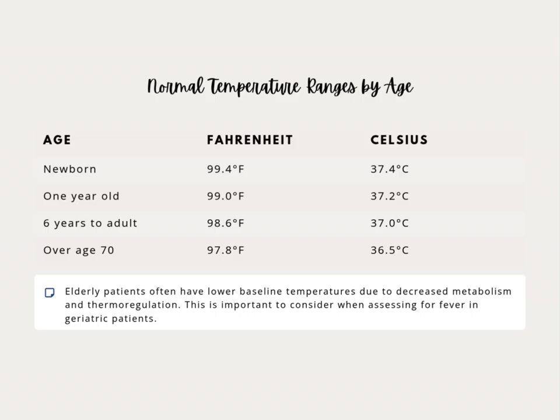Normal temperature ranges by age. So for an adult, the normal range is between 97 to 99, with the average body temperature being 98.6 degrees Fahrenheit. 98.6 degrees Fahrenheit is the equivalent of 37 degrees Celsius. You need to make sure you know that.